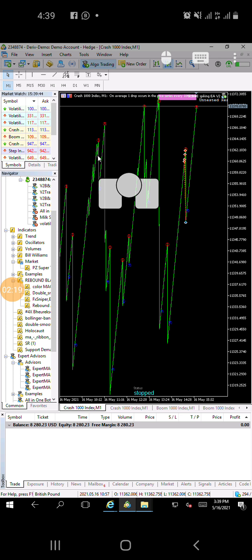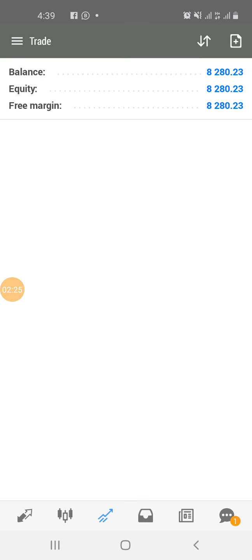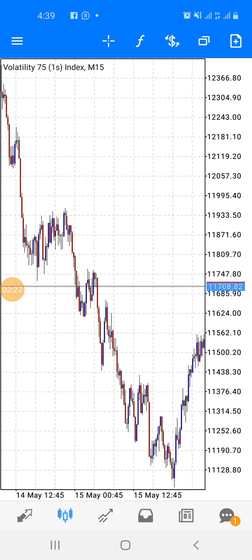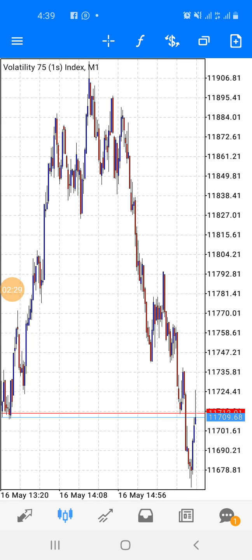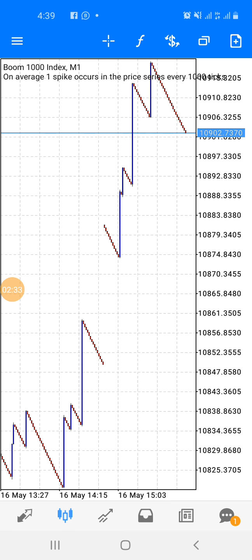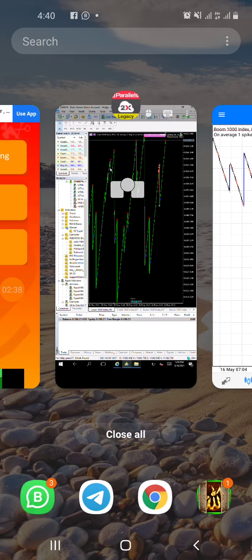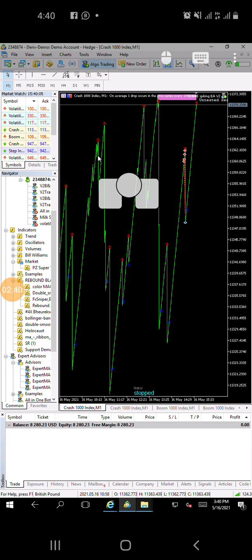So MT5 on the laptop or a desktop opens like this. But if it is for the phone, it opens like this. Let's see the phone. So this one is the phone like this now. So this is MT5 for the phone. This one is for the phone. So it works like this. But for the laptop, just like the VPS, it is like this. It will be like this on your laptop or your desktop.